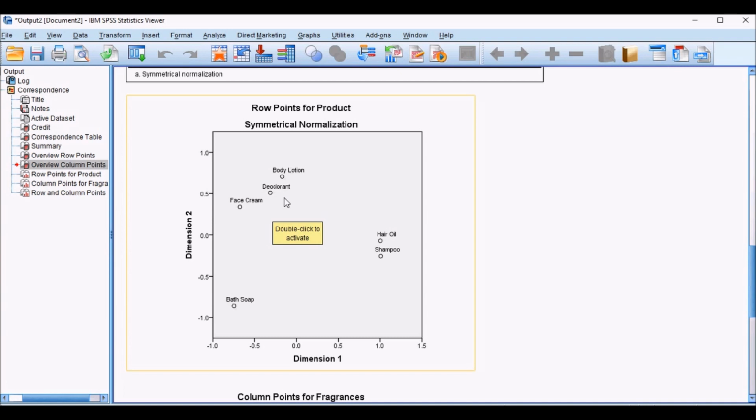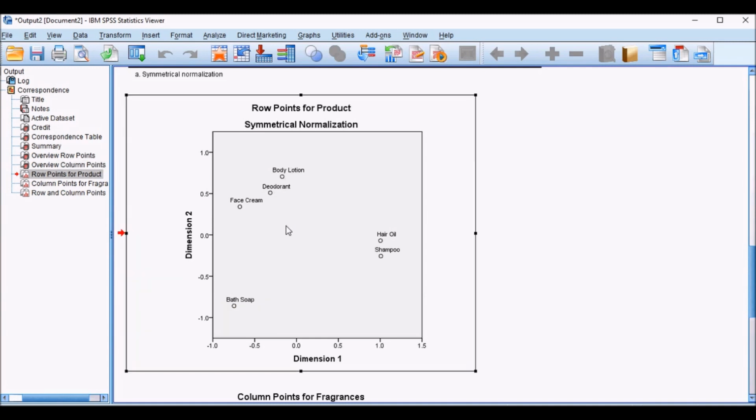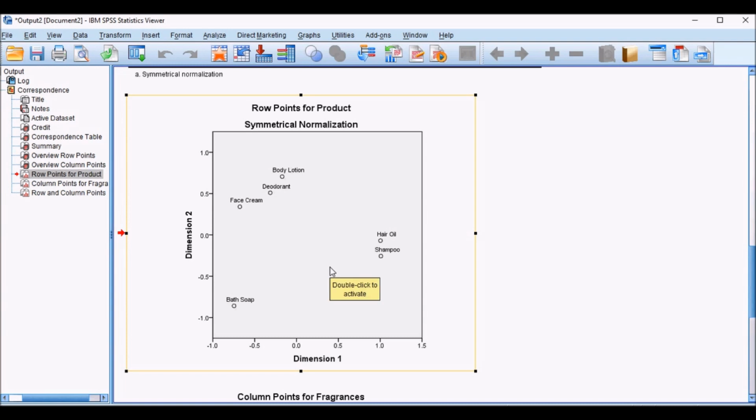If you see, towards the left top corner, we have body lotion, deodorant and face cream. Whereas hair oil and shampoo are in the middle of the right side. You can see the point wise also on dimensions, we can observe this. So hair oil and shampoo, customers are taking as closer. Whereas these three, body lotion, deodorant, face cream as a group and bath soap as a different group.